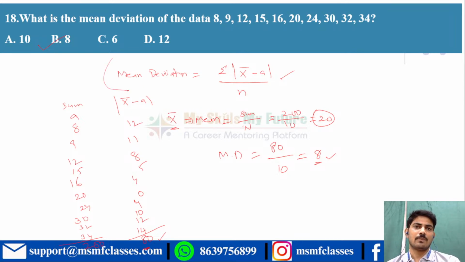In order to solve this particular problem, you need to remember this basic formula, then only you can solve this problem. Mean deviation is equal to summation of modulus of x bar minus a divided by n, where n represents the number of observations, x bar represents the mean of the given observations, and a represents the given values.